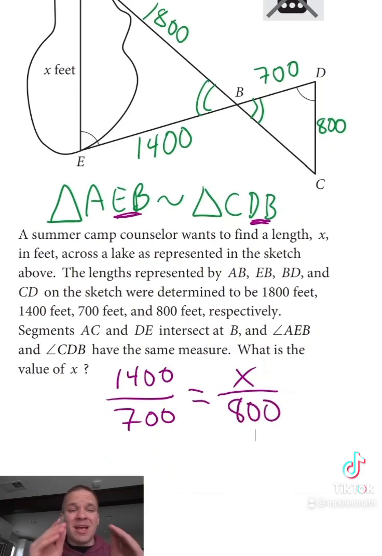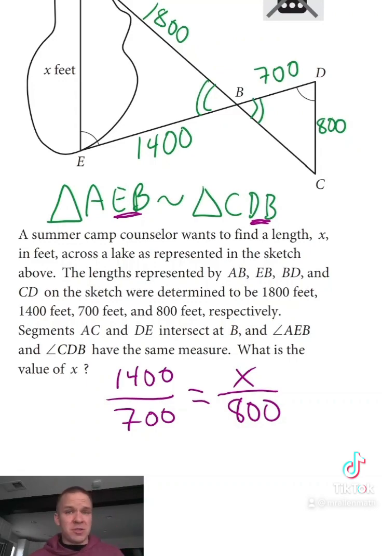Whenever I set up a proportion, I always double check things and say, okay, well, the 1,400 is for my large triangle as well as the X. Large triangle's up top, and then my smaller triangle is down in my denominator. And then when I look at the 1,400 and the 700, those are the corresponding sides of the two similar triangles, and the X and the 800 are also corresponding sides. So we're agreeing going across, we're agreeing going up and down. Boom. Let's cross multiply and solve.